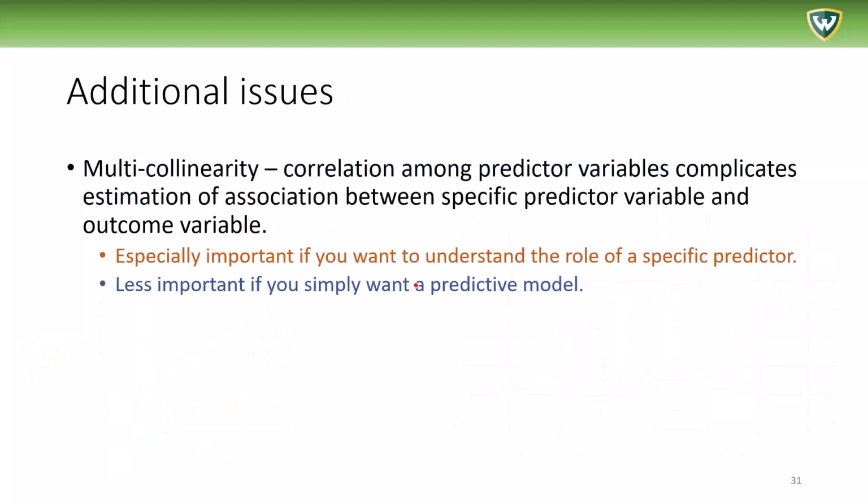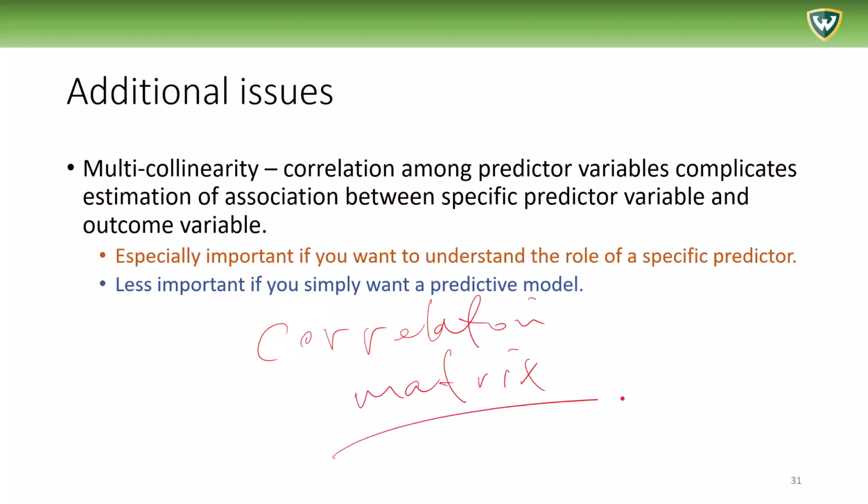And then another big issue is the multicollinearity. So that's the correlation among predictor variables. It complicates the estimation of association between a specific predictor variable and the outcome variable. So this is especially important if we want to understand the role of a specific predictor on the outcome variable. Less important if you simply want a predictive model. So you've got to think about that, and a way to address this is also to do a correlation matrix to see how, for the numeric predictor variables, they are correlated to each other.